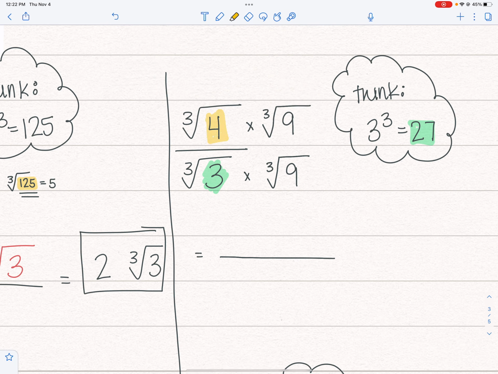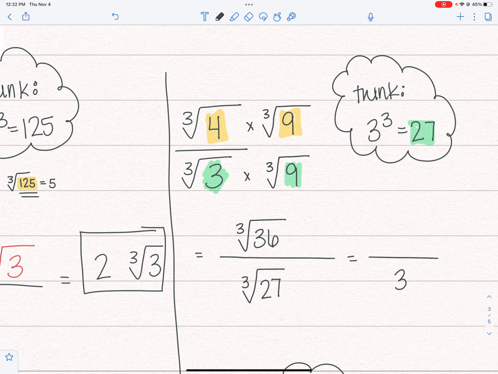4 times 9, which is going to give me 36. So the cubed root of 36. And then on the bottom, 3 times 9, which is going to give me the cubed root of 27. So the cubed root of 27 is 3, which is good. That's why I do this, to get rid of the cubed root in the bottom.